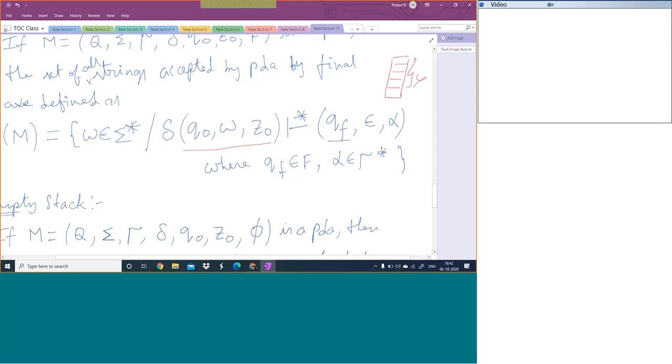And here alpha, the symbols in the stack, can be anything. We don't bother at all about the stack. It can be one symbol or two symbols or zero symbols. So here QF is the final state and alpha is the stack symbol. So copy this, guys. Copy this one.